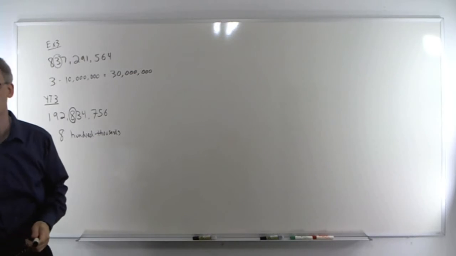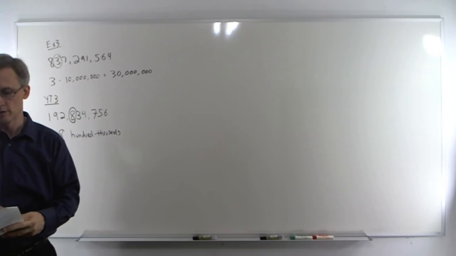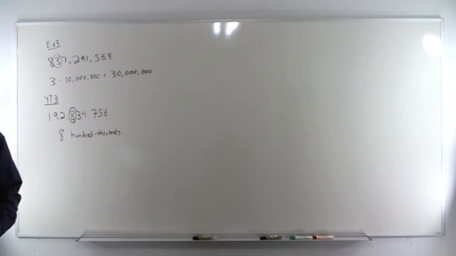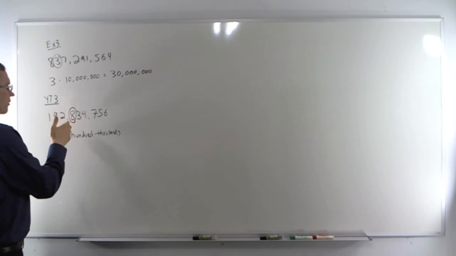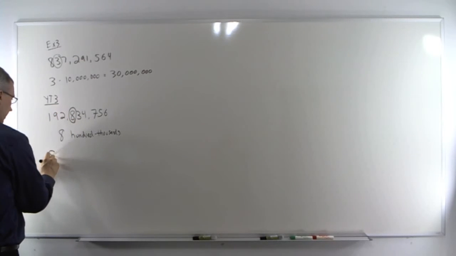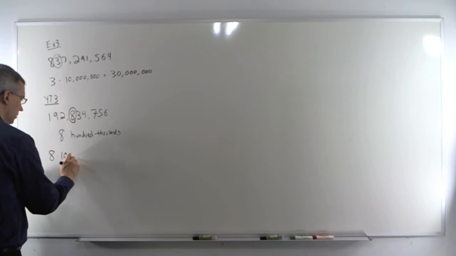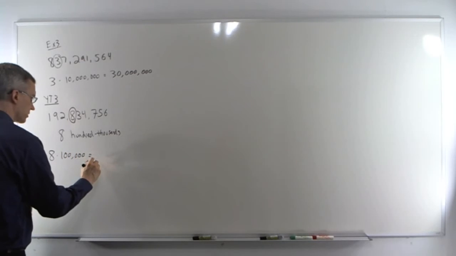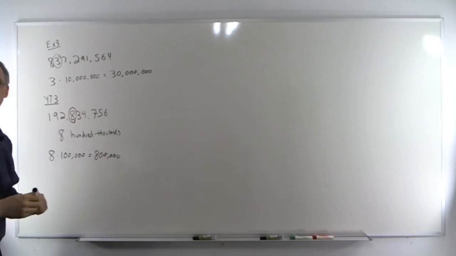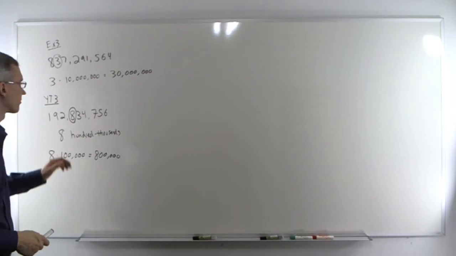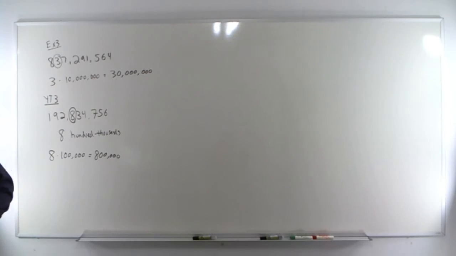And that brings us to your turn, number 4. What's the value of the digit 8? In this number, we're going to take that 8 and multiply it by the value at this digit. This is the 100,000s position. So we'll take 8 times 100,000, and that gives us 800,000. So the value of the 8 in this number is 800,000.